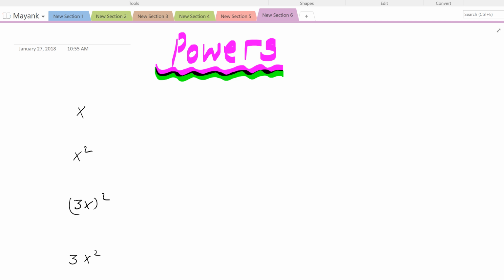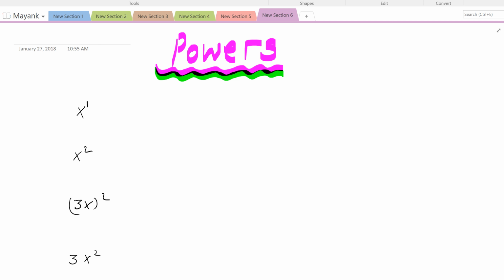So powers, that's what we're gonna learn. Do you understand the meaning of powers or power? We also call it exponent. So what is the power of that number right there? 1. Yes. So if it's not written there, you can write 1 on the top of that.